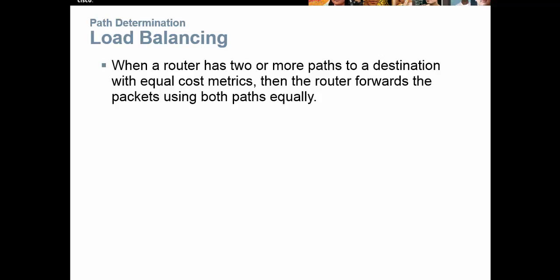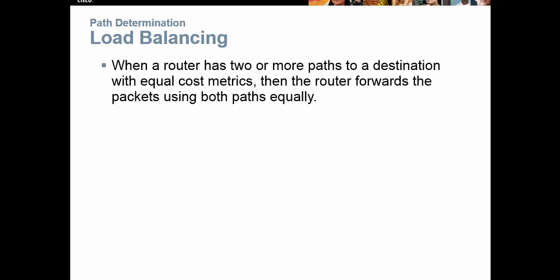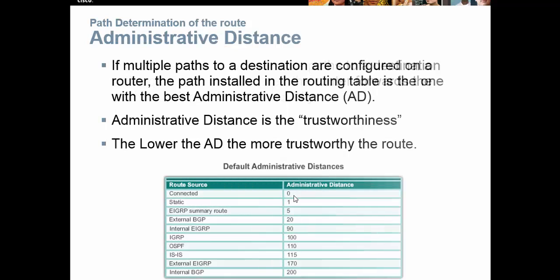So let's look at load balancing. When a router has 2 or more paths to a destination with equal cost metrics, then the router forwards the packet using both paths equally. If multiple paths to a destination are configured on a router, the path installed in the routing table is the one with the best administrative distance. Administrative distance is the trustworthiness of that link. The lower the AD, the more trustworthy the route.